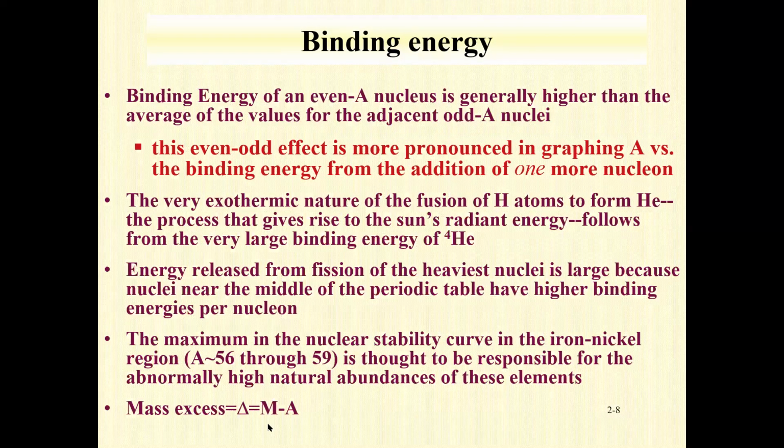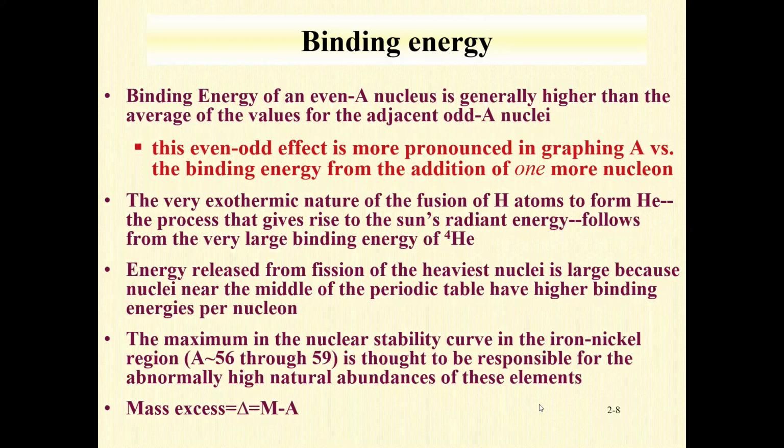So, binding energy of an even A nucleus is generally higher than the average of the values for the adjacent odd A nuclei. What is odd A? Odd mass number. So, even mass number nuclei and odd mass number nuclei. This even-odd effect is more pronounced in graphing A versus the binding energy from the addition of one more nucleon.